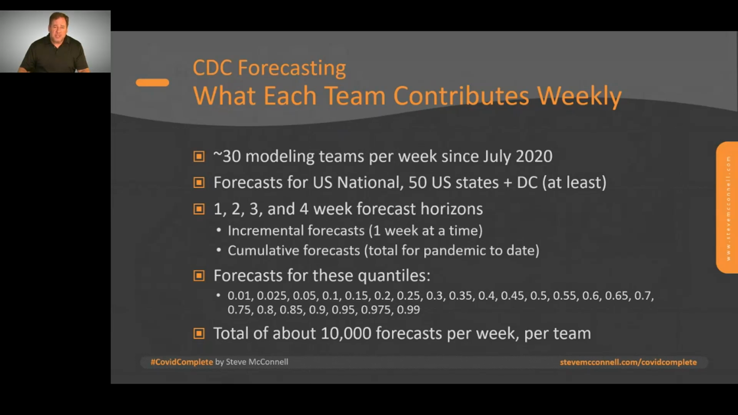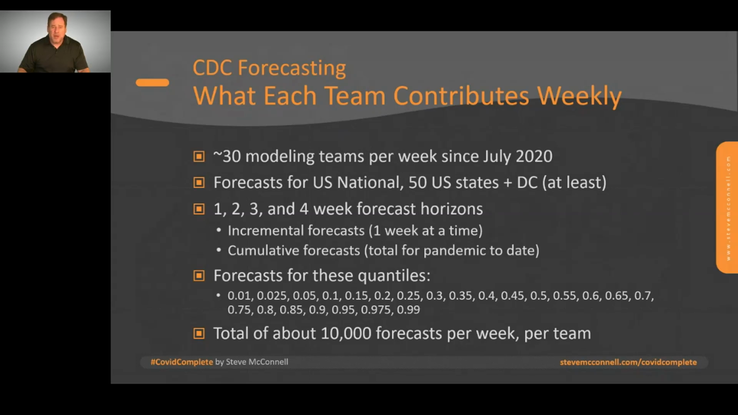Each week, each team contributes forecasts for 1, 2, 3, and 4 week horizons. Each team contributes incremental forecasts, meaning the forecast only for week 1, only for week 2, only for week 3, and only for week 4. Each team also contributes cumulative forecasts. So basically, pandemic through the end of the next week, pandemic through the end of the next 2 weeks, pandemic through the end of the next 4 weeks, and so on.